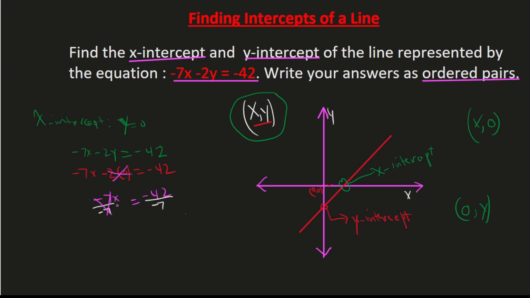So I'm going to take that x here. We get x is equal to minus divided by minus is plus. So 42 divided by 7 is equal to 6. All right, and this is equal to 6. So for the x-intercept, x is equal to 6.